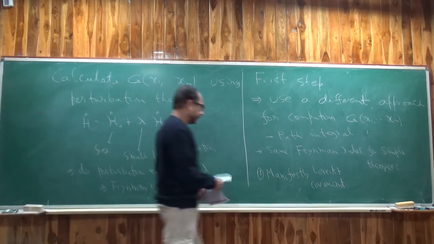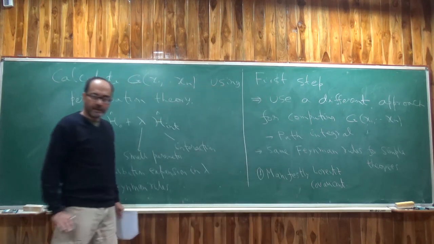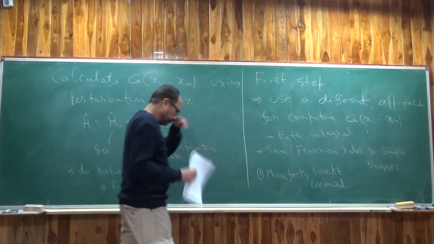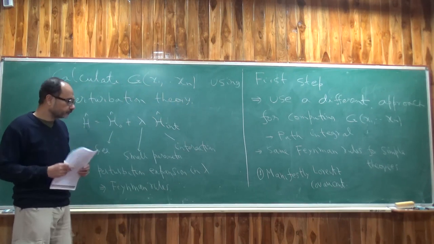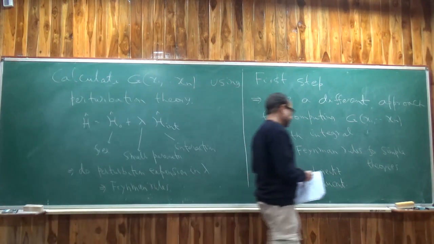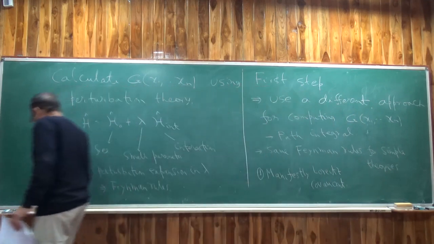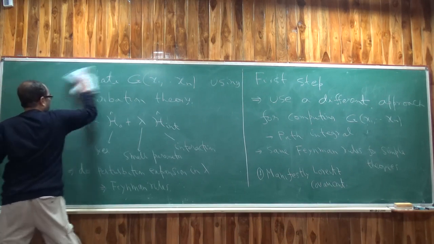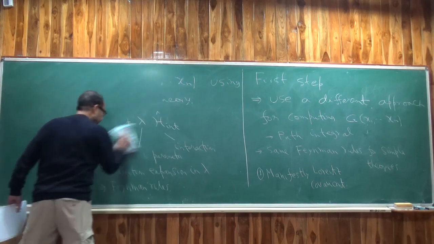In contrast, you will see that here, throughout, we can maintain Lorentz covariance. That's one advantage. The second advantage is that sometimes the canonical approach or the Hamiltonian approach can become complicated, particularly when the interaction terms are derivatives.